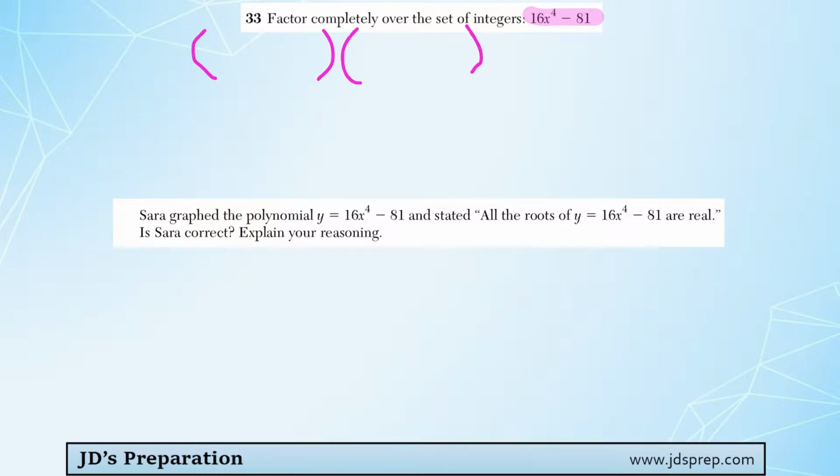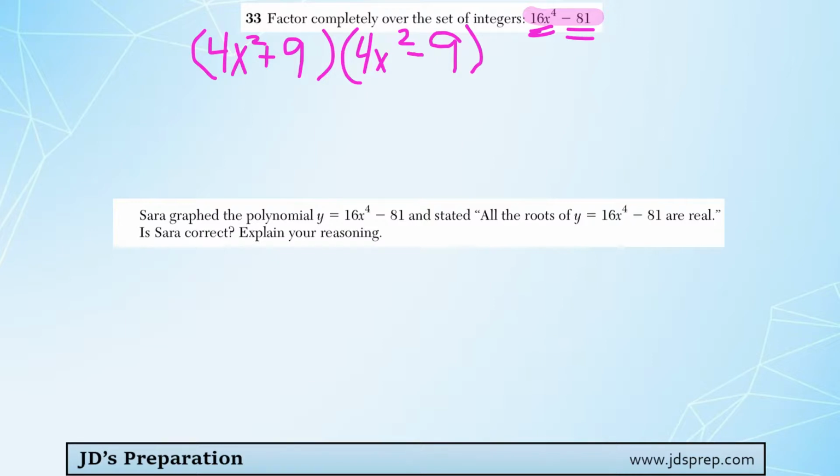And what goes in front of those brackets is the square root of our first term. So the square root of 16x^4 would be 4x squared. All right, and now one of these is going to be added and one will be subtracted. And then the second term is the square root of our second term here. The square root of 81 is 9. So we're going to have 4x squared plus 9 and 4x squared minus 9.